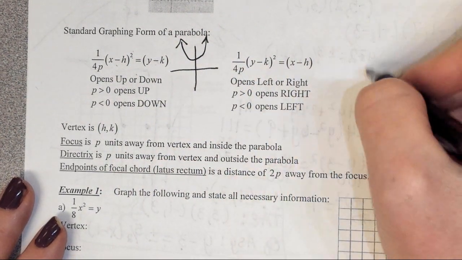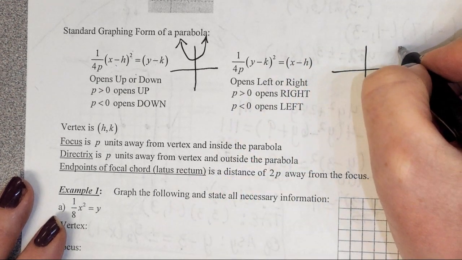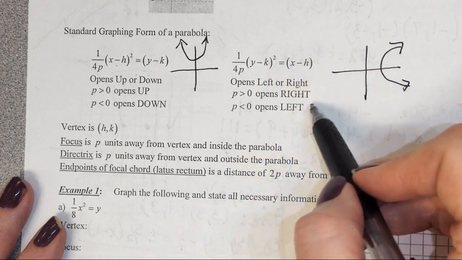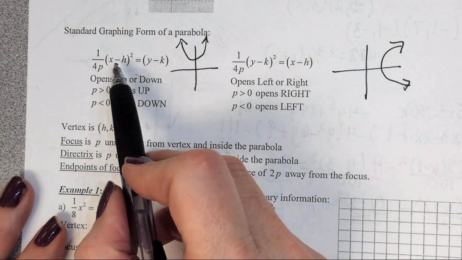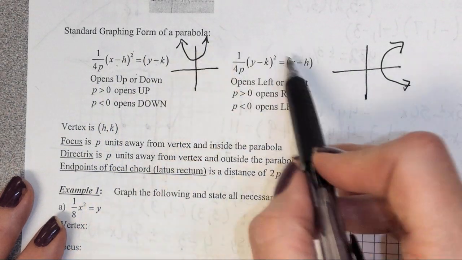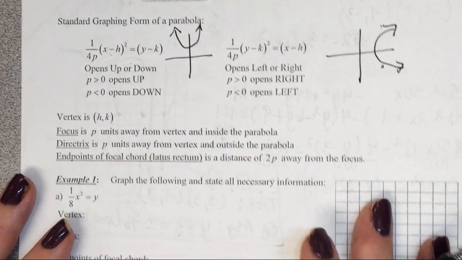When y is getting squared, if p is positive, it's going to open to the right. Or if p is negative, it's going to open to the left. The way I remember this is when x is squared, I have two x's. See how I have two x's? When y gets squared, I end up with two y's. I don't know, it just kind of helps me.